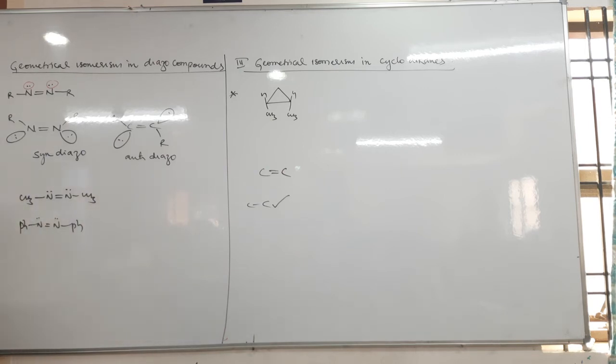Next point. The following cycloalkanes can exhibit geometrical isomerism.